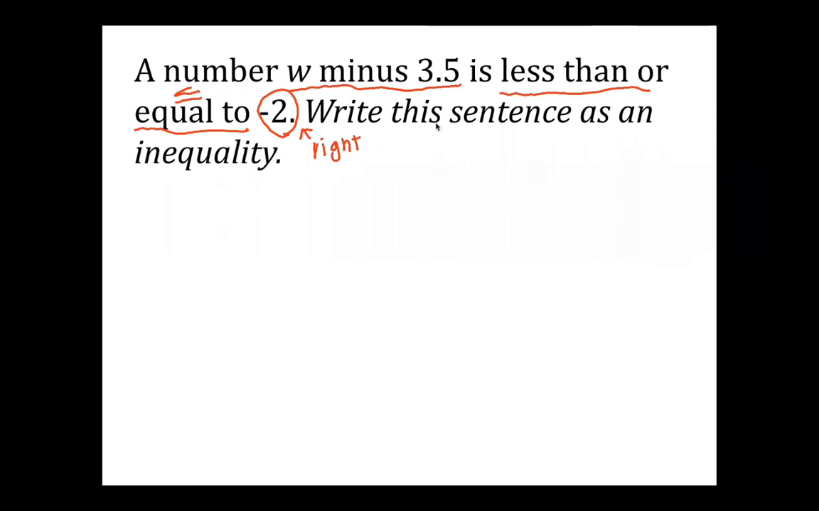So let's go ahead and set this up. W minus 3.5 will just look like this, and that will represent the left side of our inequality. Now you can go ahead and write down your symbol, which as we identified is less than or equal to, and then finally set your inequality to whatever value you are given, which is -2, and that will be your value on the right side of the inequality symbol. Now, this is how your inequality is going to look like.